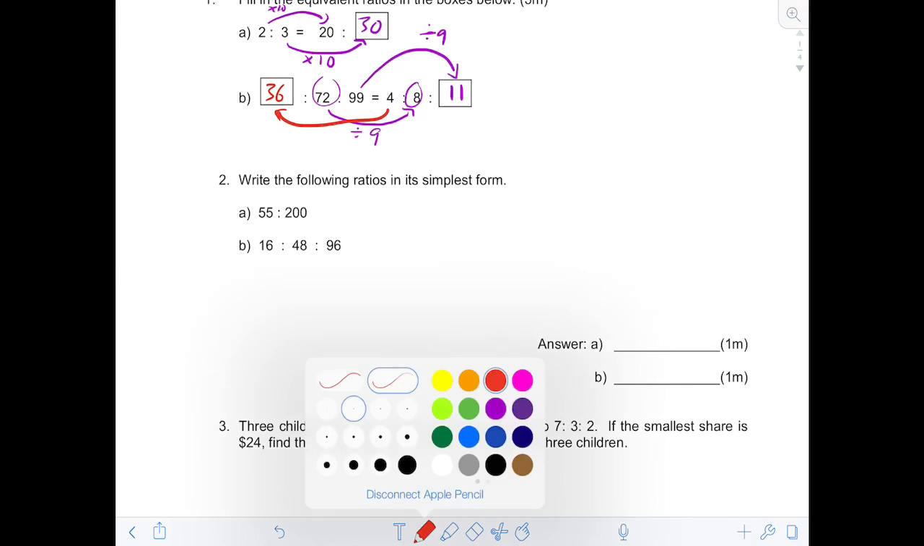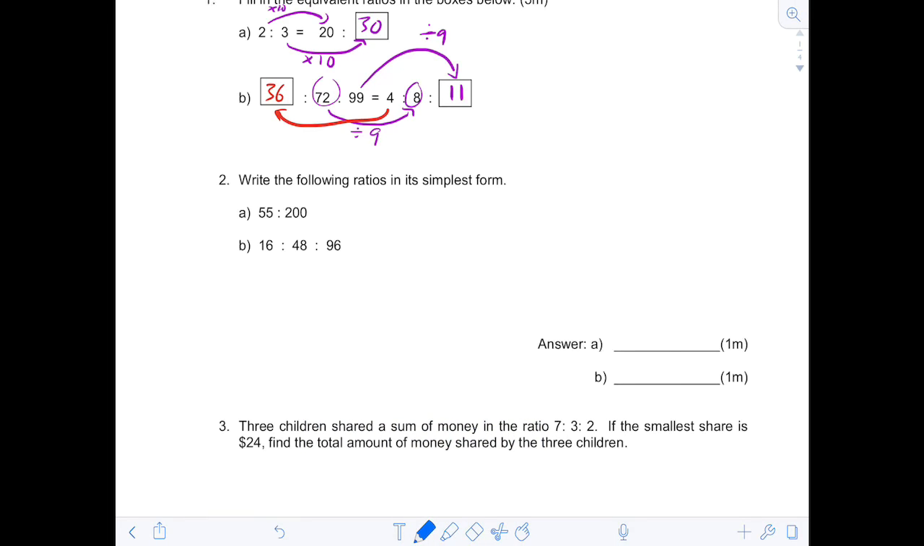Okay, question 2, write the following ratios in its simplest form. So for this part A, simplest form means you have to really reduce it until you cannot. 55 to 200. Now you always try to reduce it by the biggest number that you can. For this case, the most convenient one is 5, so I'll divide by 5. 55 divided by 5, you get 11. 200 divided by 5, you get 40. So this one is mostly not a problem.